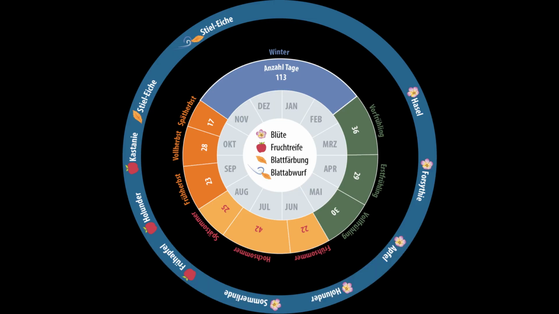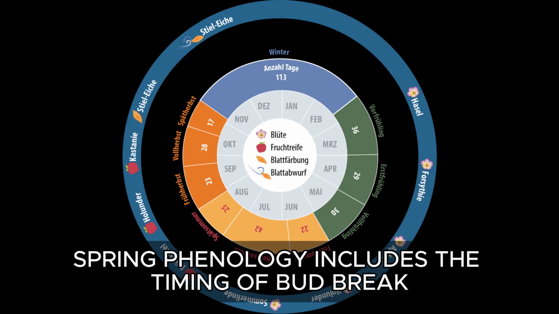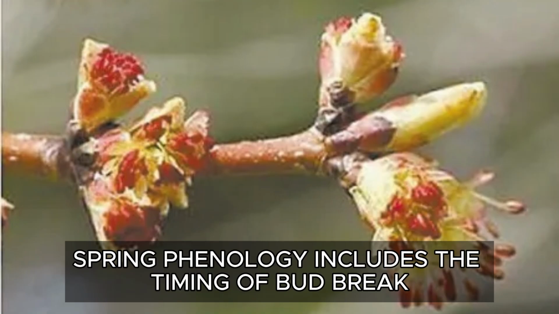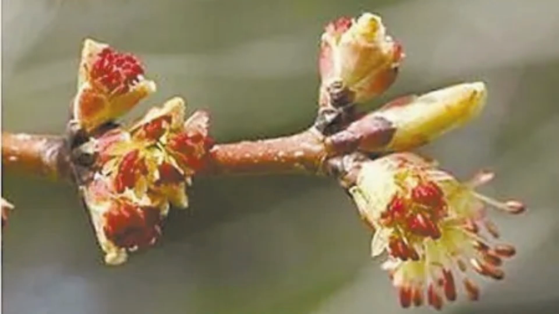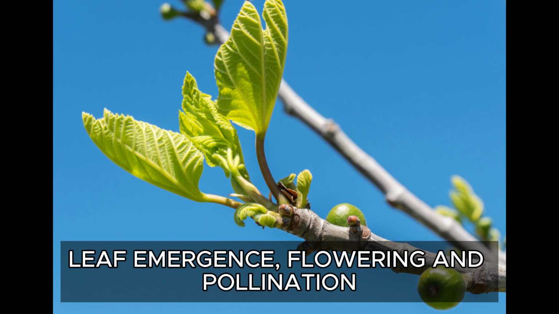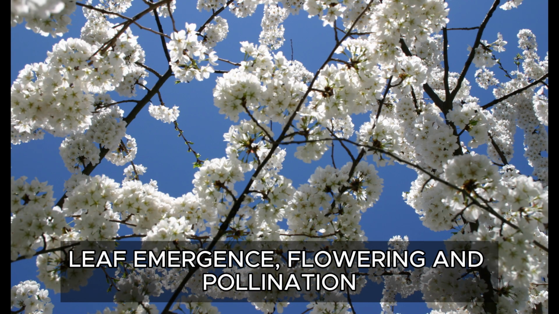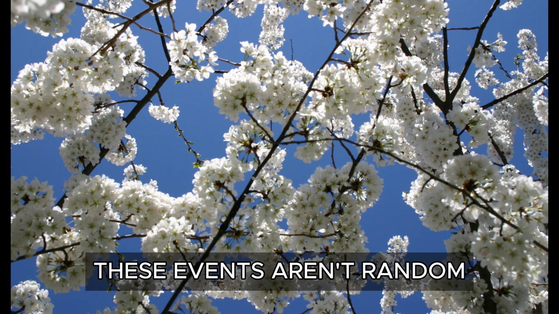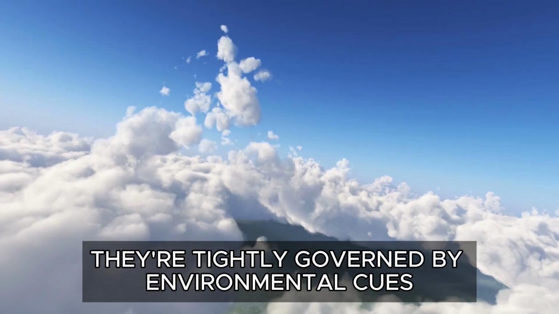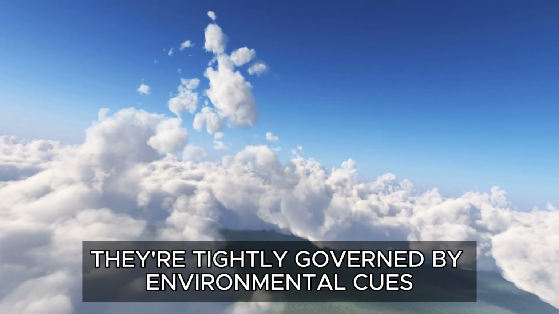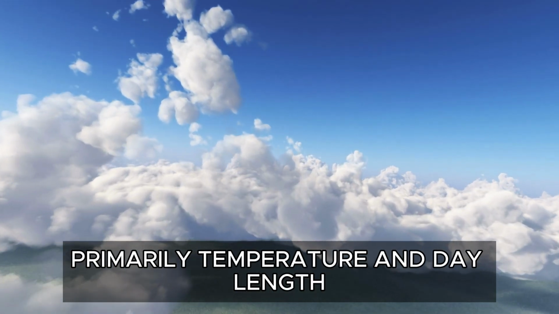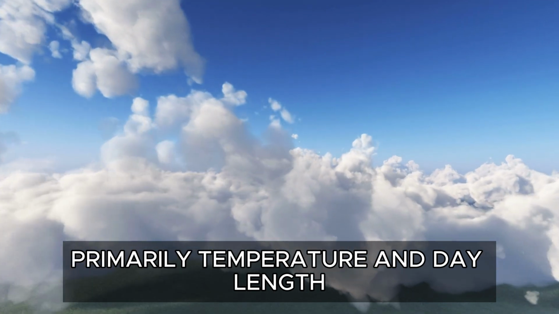Phenology, from the Greek phenion, meaning to appear, is the study of cyclic and seasonal natural phenomena. For trees, spring phenology includes the timing of bud break, leaf emergence, flowering, and pollination. These events aren't random. They're tightly governed by environmental cues, primarily temperature and daylight.